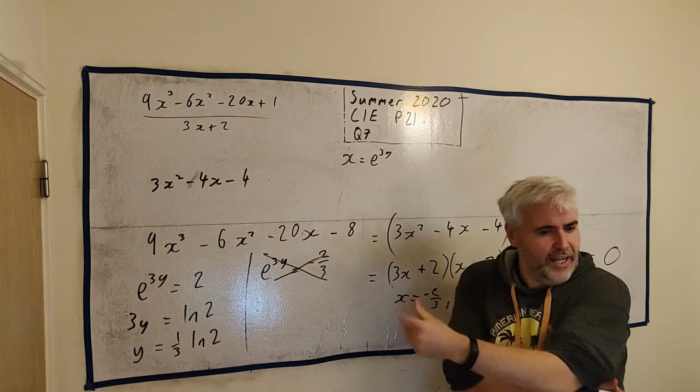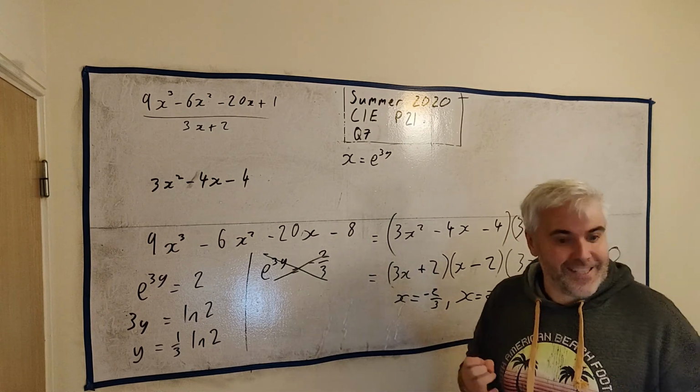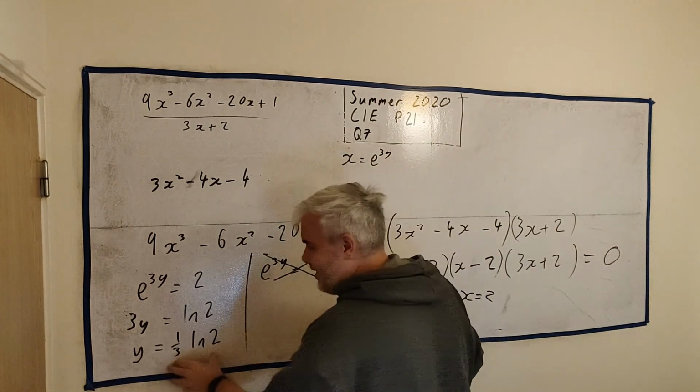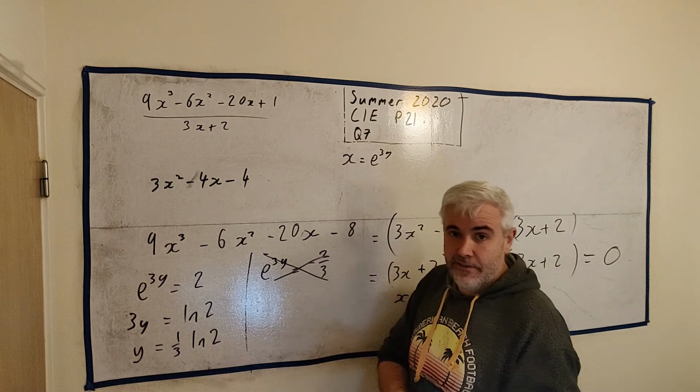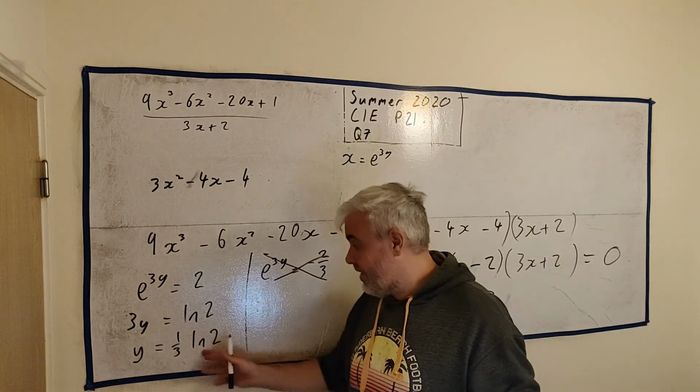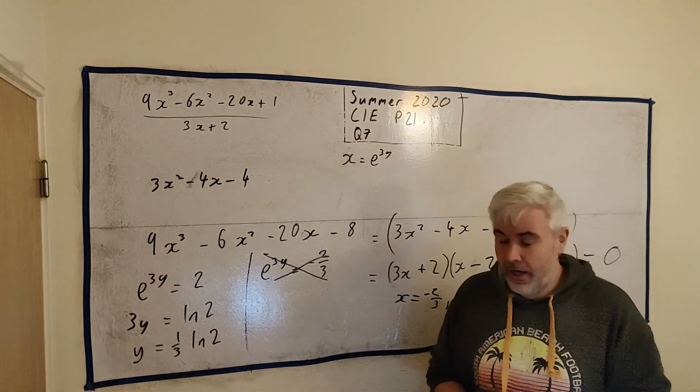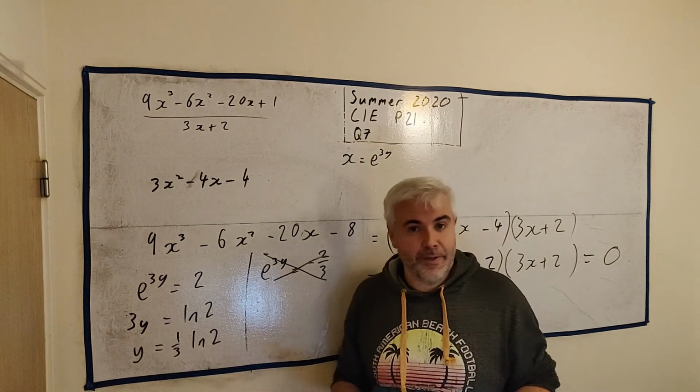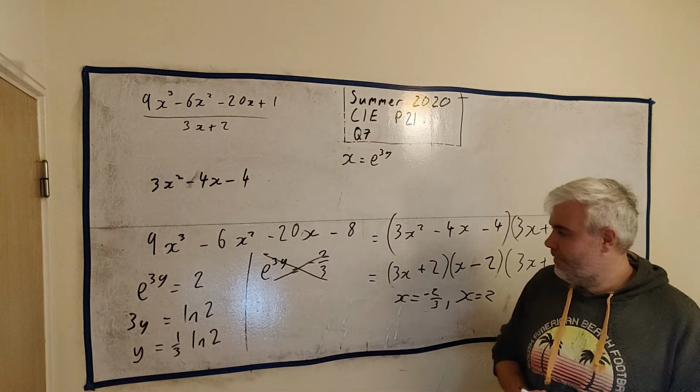Did they ask for it in any... oh, they asked for exact. So be careful there. When they ask for exact, they don't want decimal places. They want the exact answer. So you're probably going to be using pi, natural logs, exponentials. That's what they mean by exact.